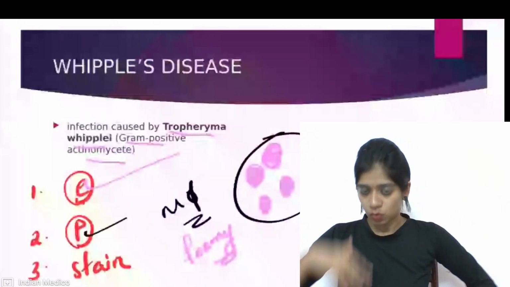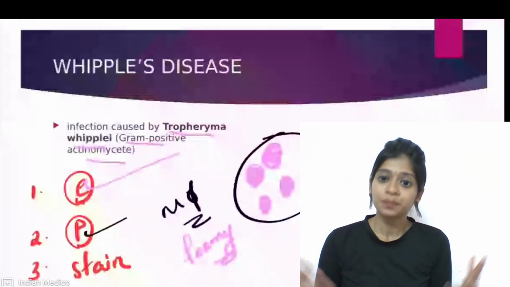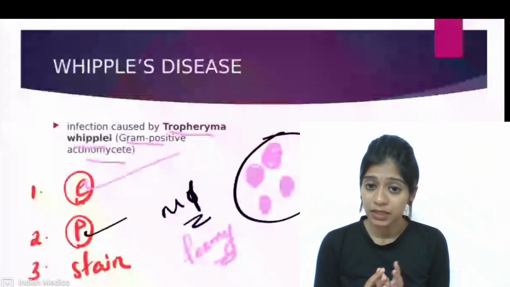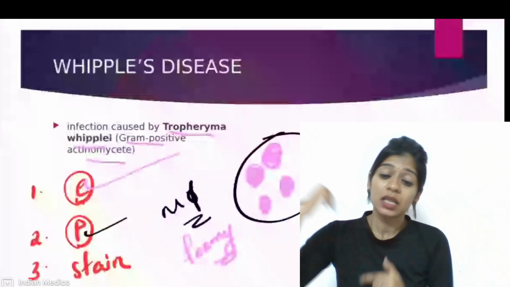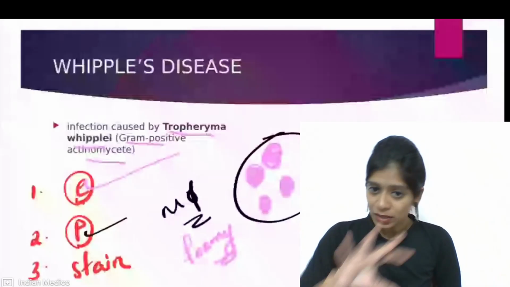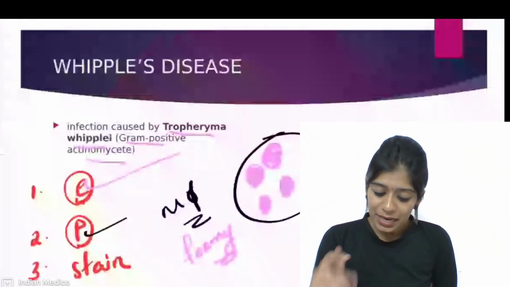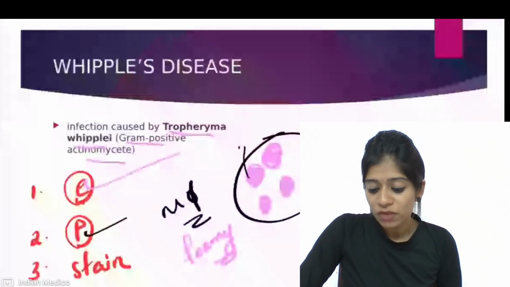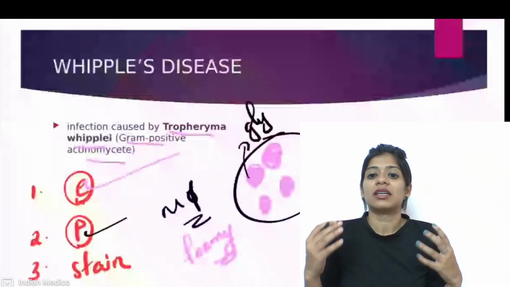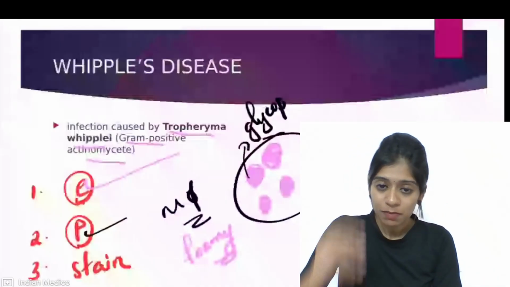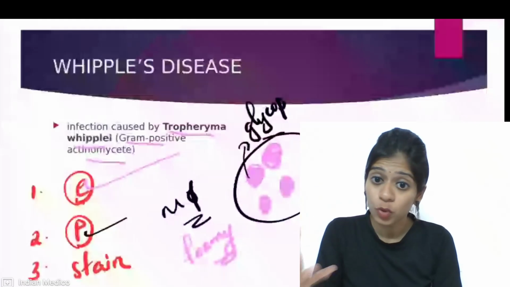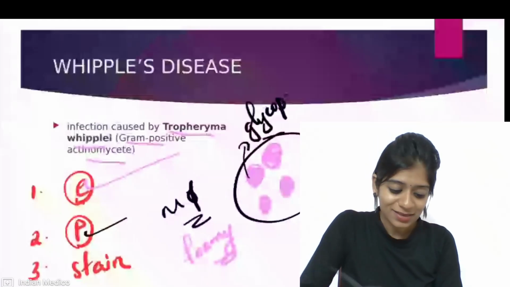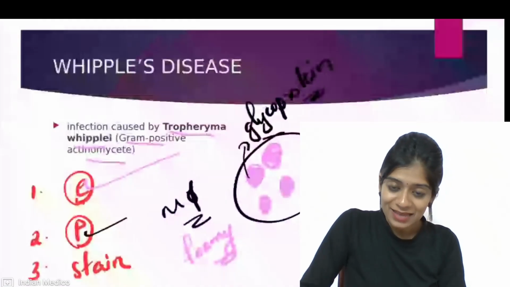When this bacteria enters the intestine, the immune system sends macrophages to kill it. The macrophages will engulf the bacteria, but won't be able to kill it completely. The bacteria will multiply and give a foamy macrophage appearance. The bacteria is very rich in glycoprotein. So if I want to see glycoprotein, there is a stain called PAS stain, periodic acid Schiff.